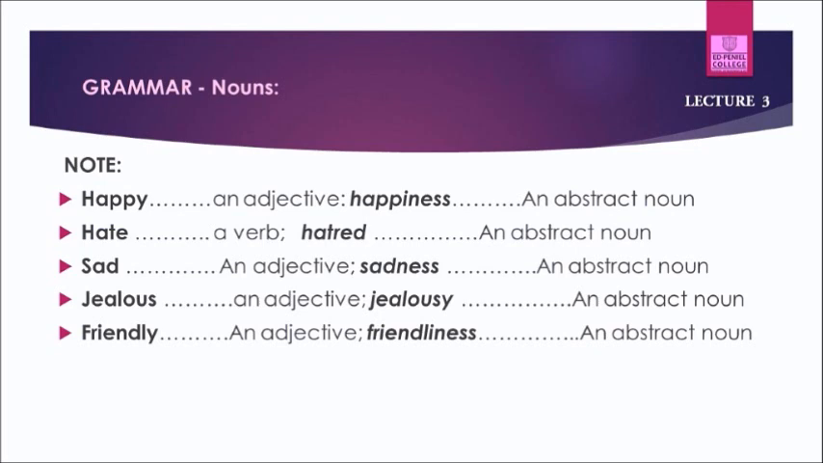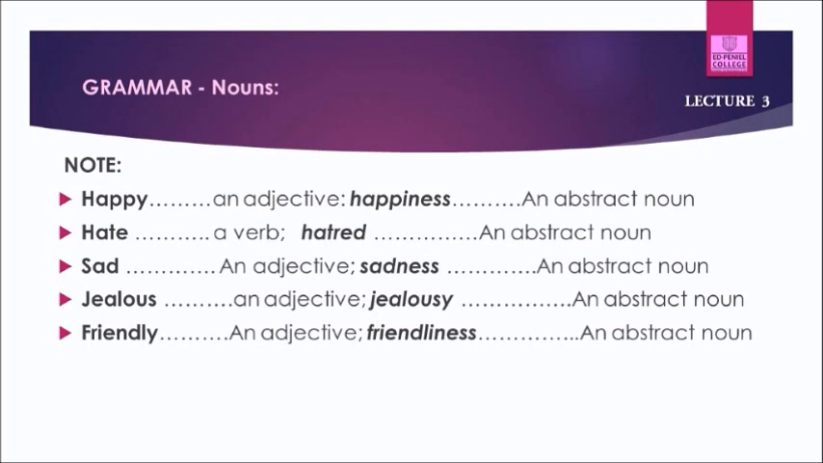But it's important to note the difference in the way we write these nouns, because sometimes we are confused as to how the other forms of a particular noun work. For example, happy is an adjective. So I say the boy is happy. In this context, the word happy is an adjective. But happiness is the abstract noun we're talking about.